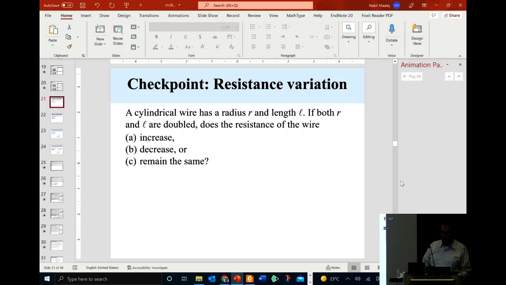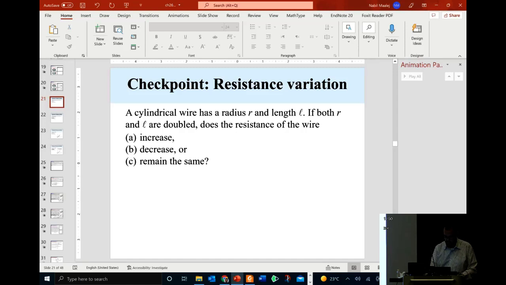Okay, who says increases? Raise your hand. Who says decreases? Okay. Who says remains the same? Okay. So again, here I do not solve these questions just by thinking about them. I write down what's happening.